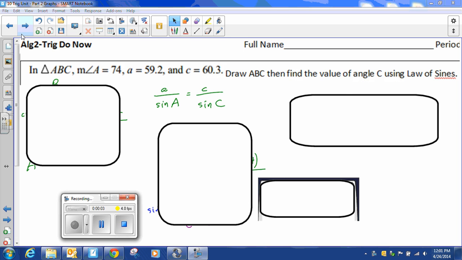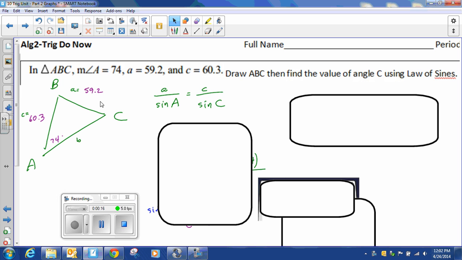Law of sines, ambiguous case. Okay, let's start off looking at the do now, where we simply use the law of sines to find the value of angle C. So given triangle ABC, we have measure of angle A is 74, side A is 59.2, and side C is 60.3.